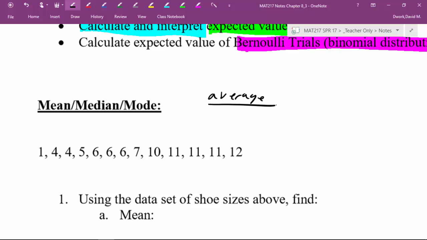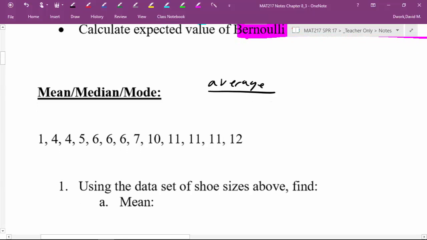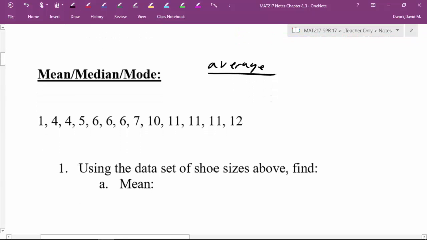You can calculate mean, median, and mode of any data set, but they may not be an accurate representation or a fair representation. And a lot of times statisticians play games using the wrong measure, or at least what I think would be the wrong measure, to talk about data. So let's just do a very quick review using the data set above of shoe sizes. These are people's shoe sizes that I surveyed in my class.